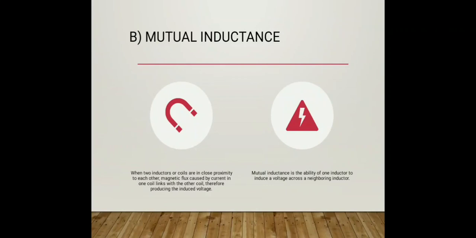Mutual inductance. When two inductors or coils are in close proximity to each other, the magnetic flux caused by current in one coil links with the other coil, therefore producing an induced voltage. Mutual inductance is the ability of one inductor to induce a voltage across a neighboring inductor.